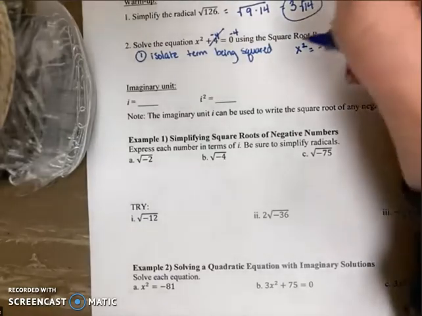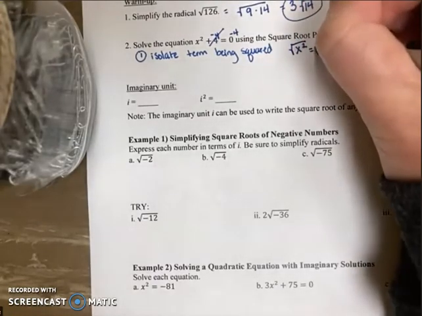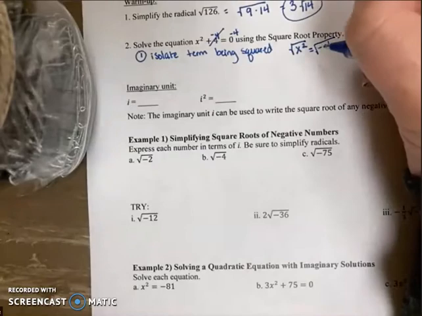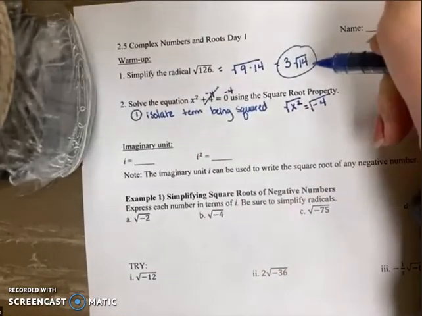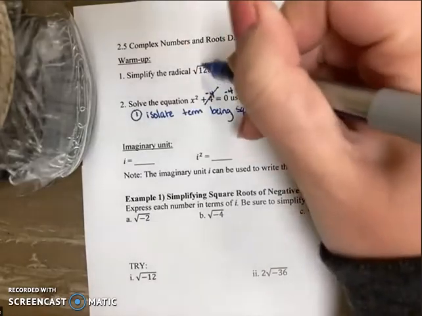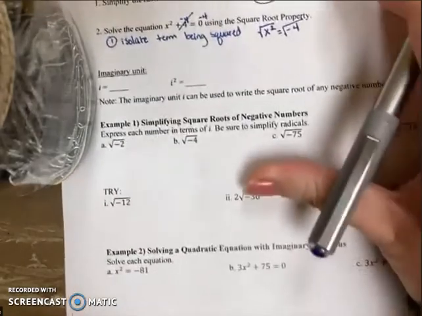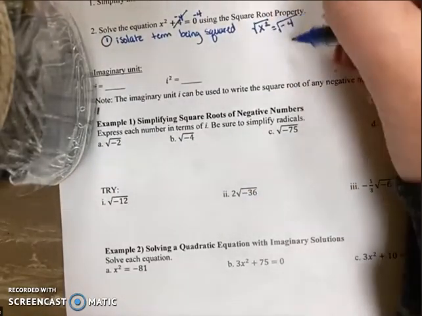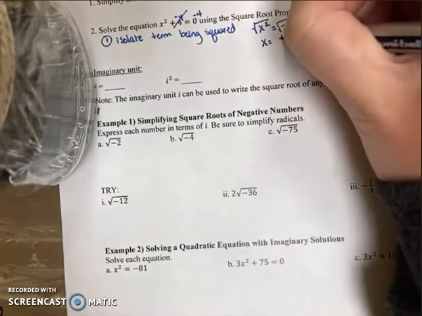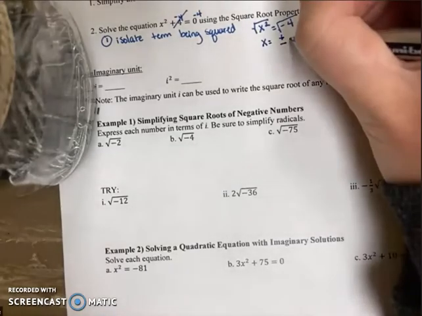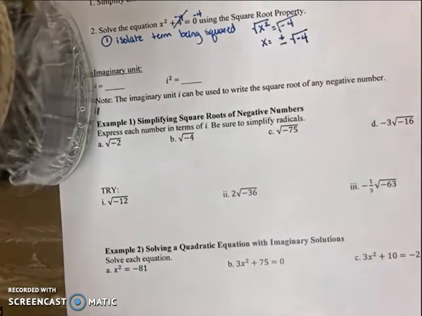Well, now I can take the square root of each side. But remember, when you take the root of each side, not just when you're simplifying, because I already knew this was a positive, but when you actually take the root of each side, you need to include a plus or minus out front. So I have plus or minus the square root of -4.